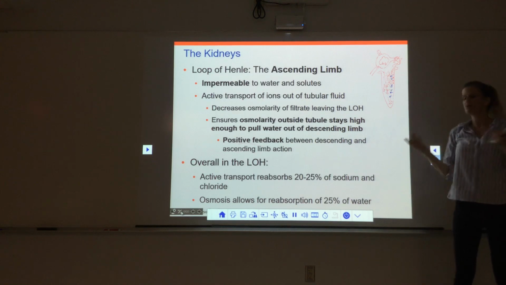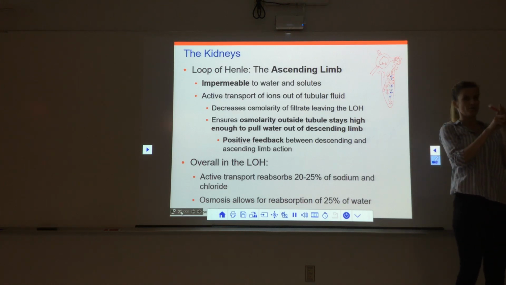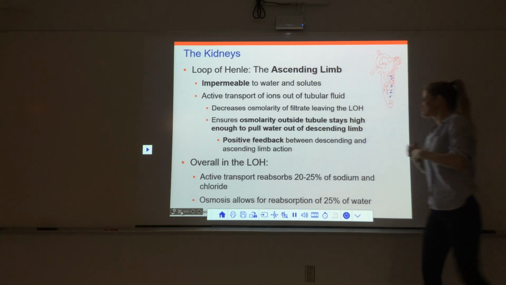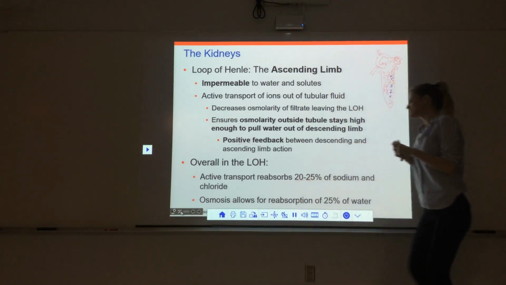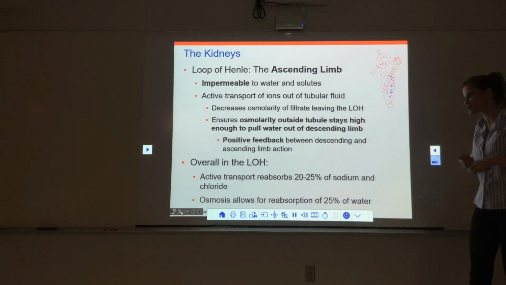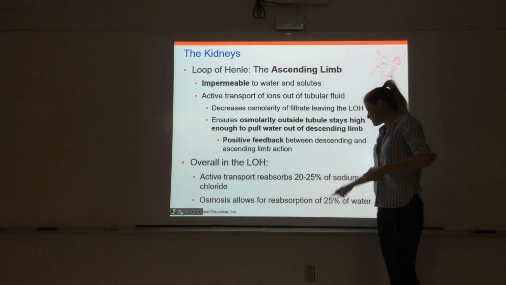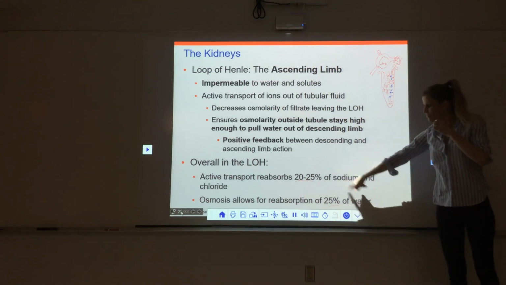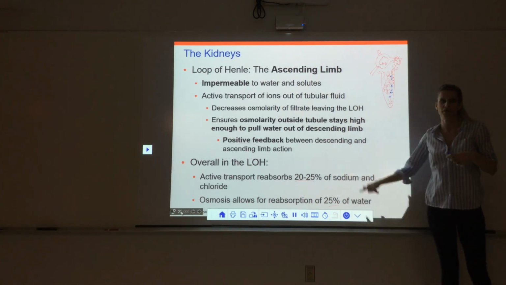Overall, in the loop of Henle, then, we're going to reabsorb sodium and chloride and water, right? We reabsorb between 20 and 25% of the sodium and chloride, which we'd already reabsorbed like 60% of it. So now we have pretty much all of our sodium chloride, or a lot of our sodium and chloride back. And then we reabsorb about 25% of the water. And this is in a typical cortical nephron.